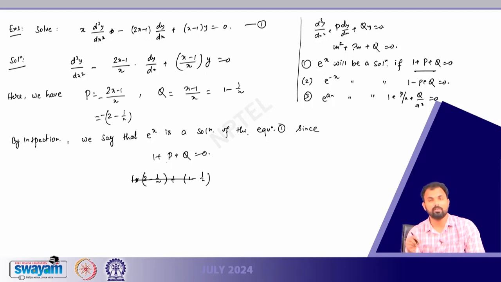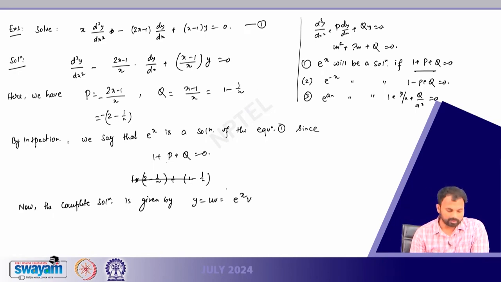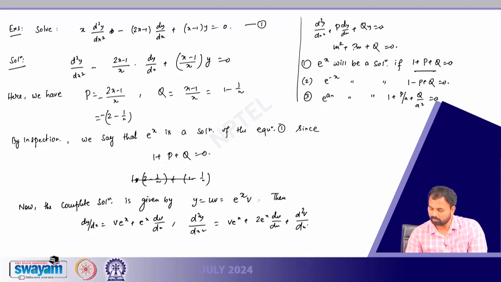So, we know our u. If we know our u, we can write the solution as y equals u v to be the complete solution. That means v into e to the power x will be the complete solution. So, now, the complete solution is given by y equals u v, which is e to the power x into v. Right. And if we calculate all the terms dy/dx and d square y by dx square from here, then we will get dy/dx equals v e to the power x plus e to the power x into dv/dx, and d square y by dx square is v e to the power x plus 2 e to the power x dv/dx plus d square v by dx square into e to the power x.